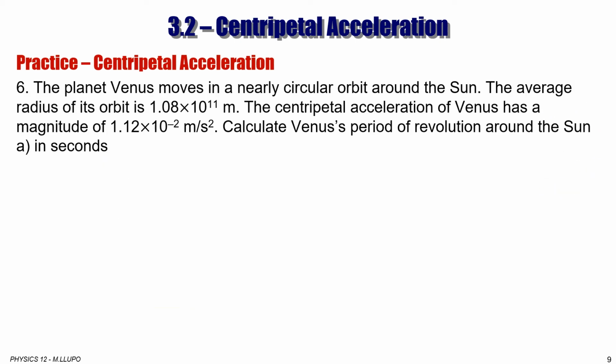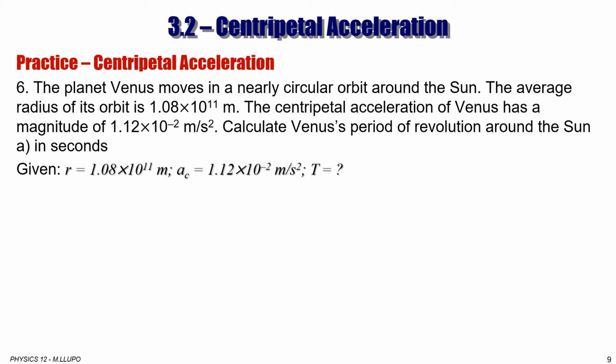Here's a practice problem involving period and centripetal acceleration. The planet Venus moves in a nearly circular orbit around the Sun. The average radius of the orbit is 1.08 times 10 to the power of 11 meters. The centripetal acceleration of Venus has a magnitude of 1.12 times 10 to the power of -2 meters per second squared. Calculate Venus's period of revolution around the Sun in seconds. So what is given is the radius and centripetal acceleration.